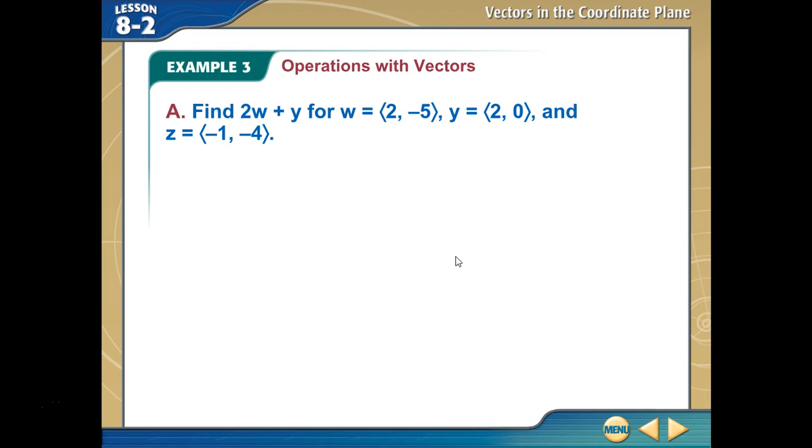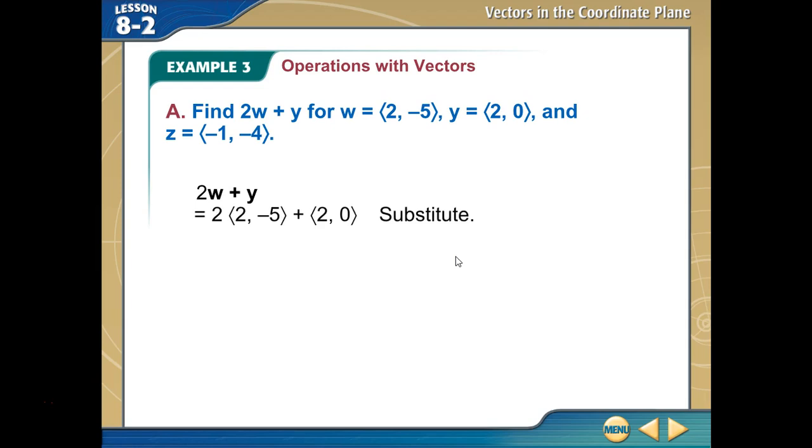So again, we have 3 vectors in this case. We're finding 2w plus y, right? Again, since it's already in component form, it's easy to solve. We just look at the matching components and do the operation. In this case, we have a scalar operation, and then we have an addition. And the same order of operations is going to hold, where I'm going to have my scalar multiplication first, and then I'm going to add.